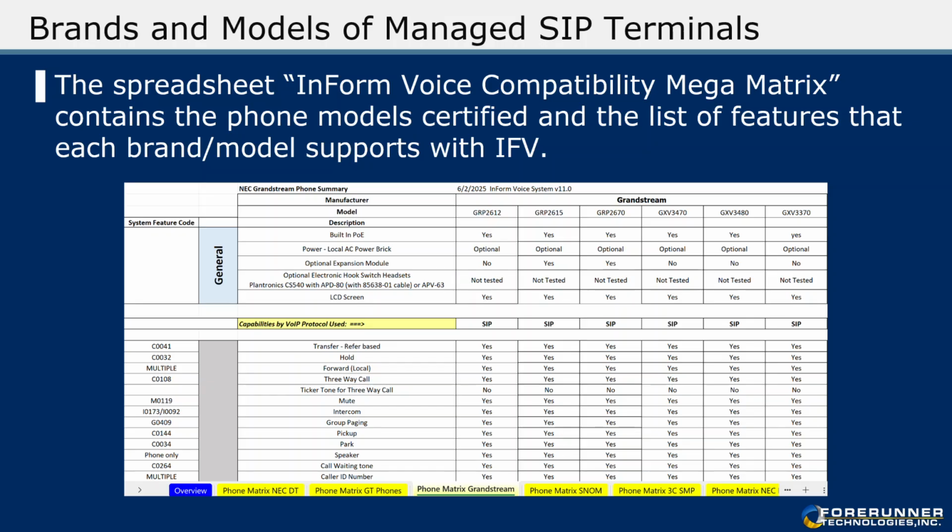So we need to figure out the brands and models of terminals that Inform Voice supports as managed. There is a spreadsheet included in the documentation set of Inform Voice called the Inform Voice Compatibility Mega Matrix. It includes each brand and model of terminal and the features each supports. This mega matrix not only gives terminal information, it gives a lot of other system requirements. It's a very useful resource when it comes to Inform Voice.